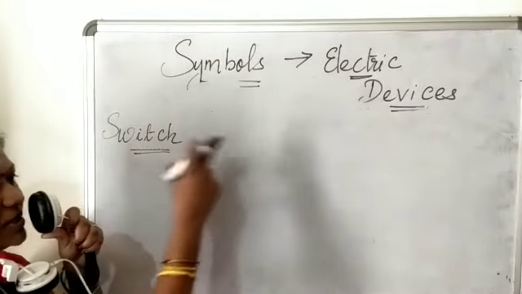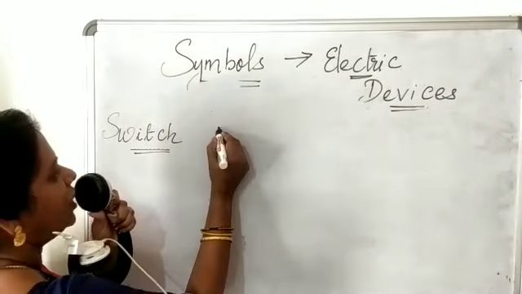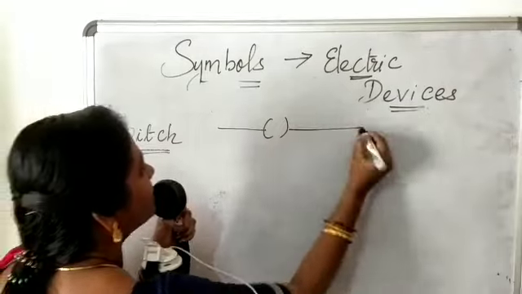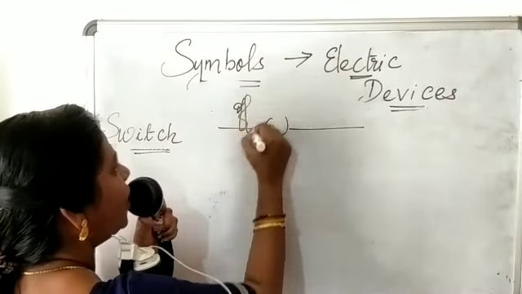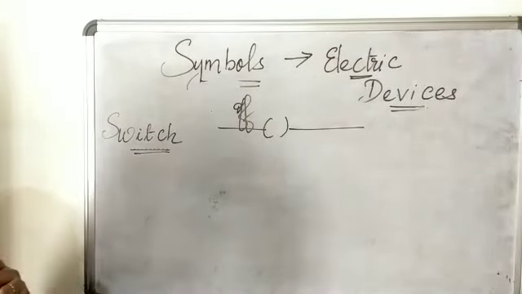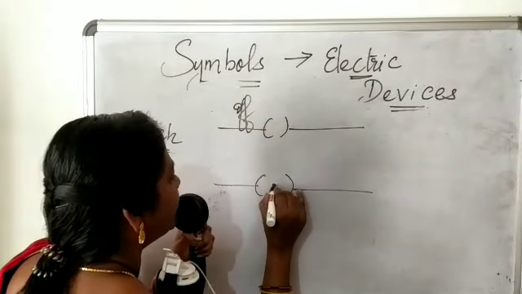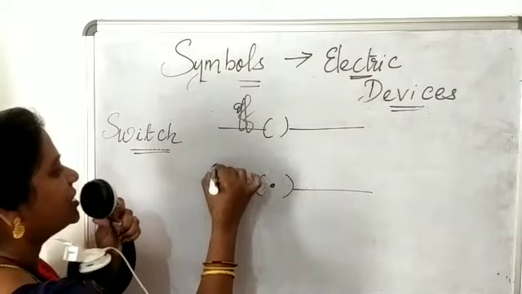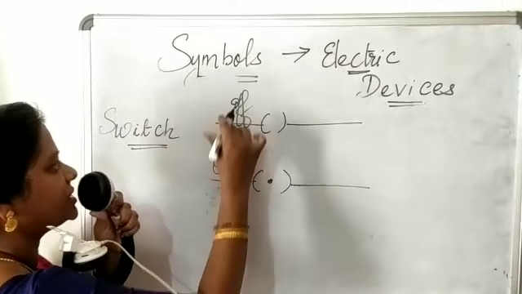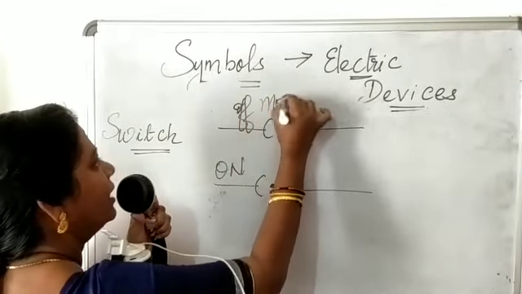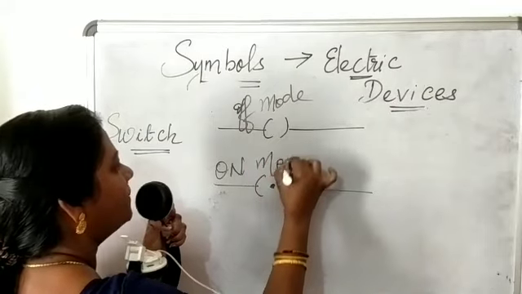So you have the open circuit and closed circuit. Normally this is known as an open circuit, which is the switching off mode. This is called a closed circuit when you keep a dot here, so this is the on mode. This is the switch off mode, and this is called the on mode.